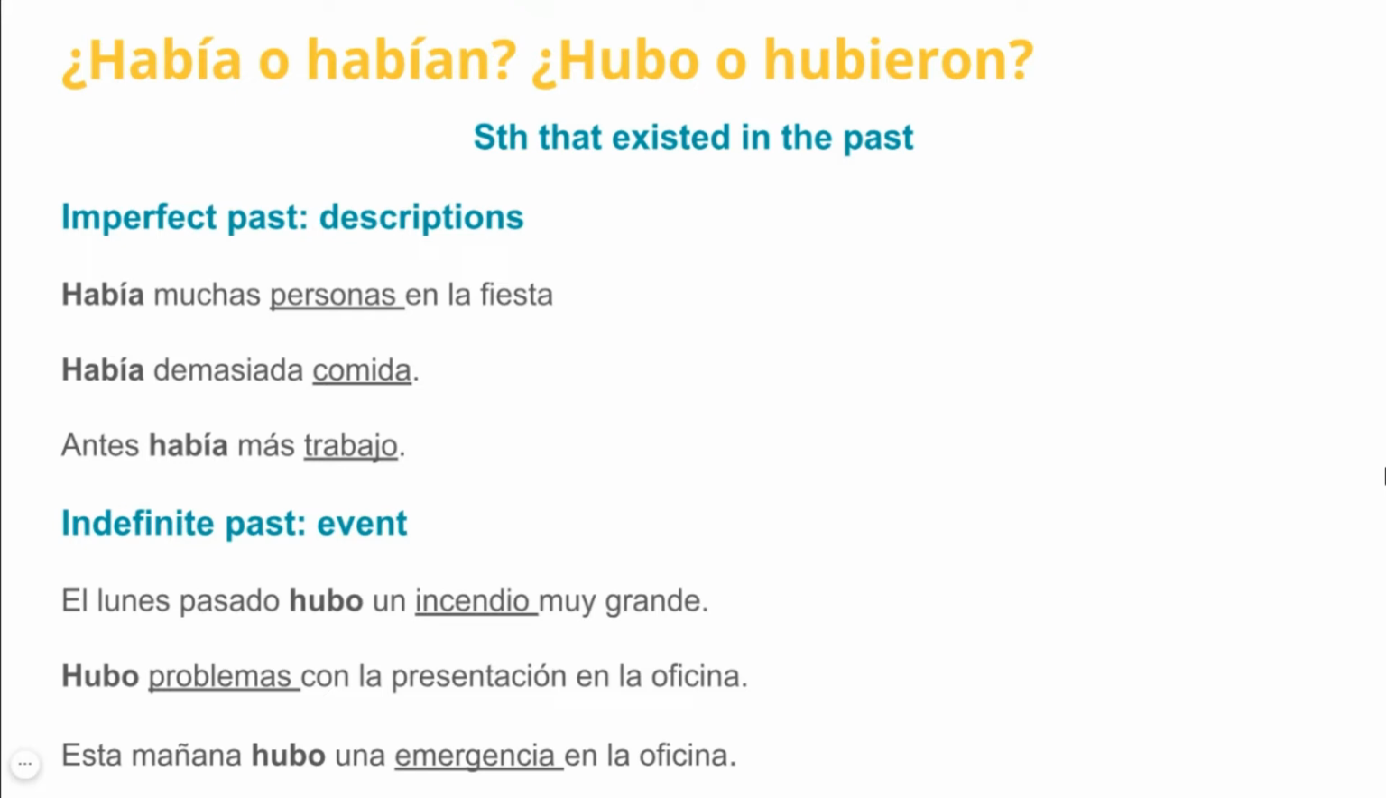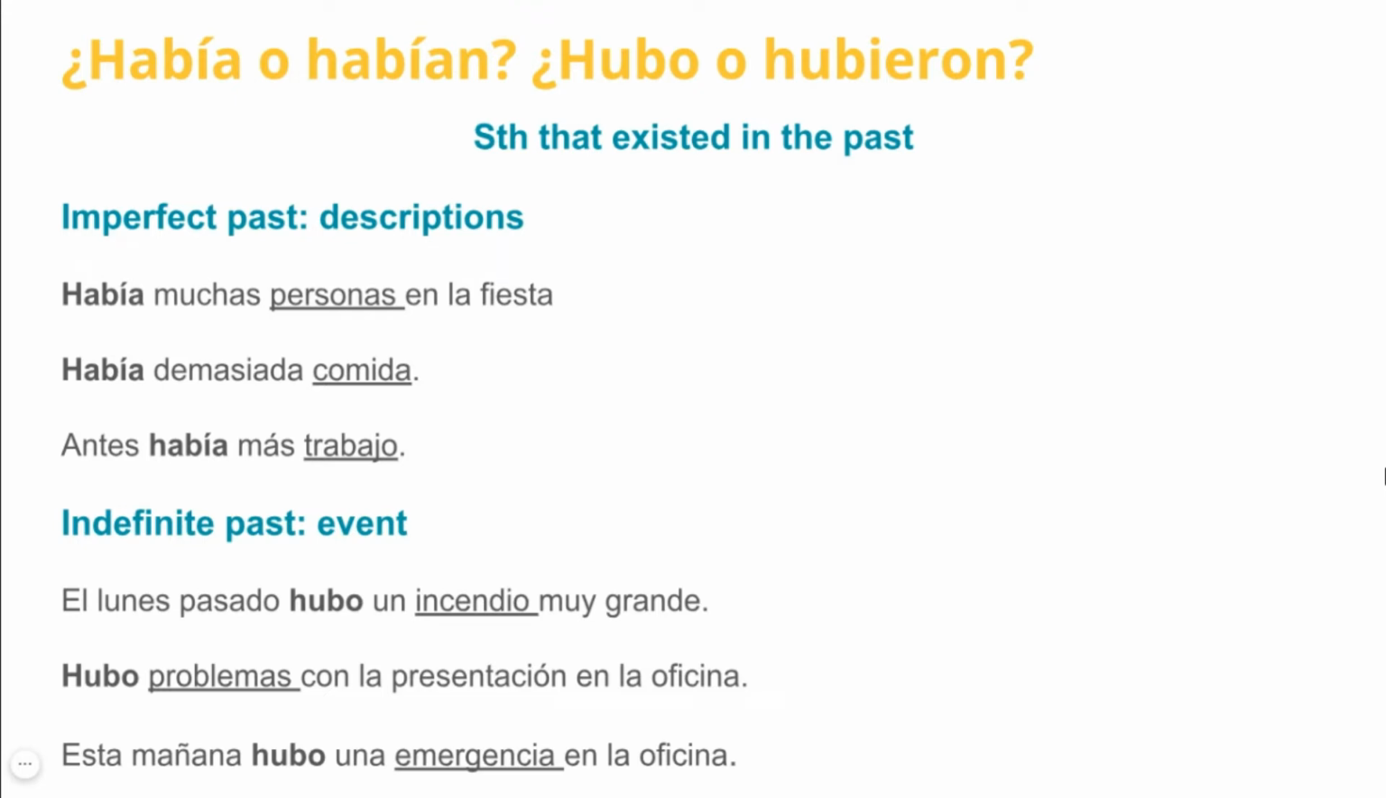The next one is indefinite past, for an event, for something that occurred or that happened in the past as an event. The first example is, el lunes pasado hubo un incendio muy grande. Last Monday there was a huge fire. Hubo problemas con la presentación en la oficina. There were problems with the presentation in the office. Esta mañana hubo una emergencia en la oficina. This morning there was an emergency in the office.